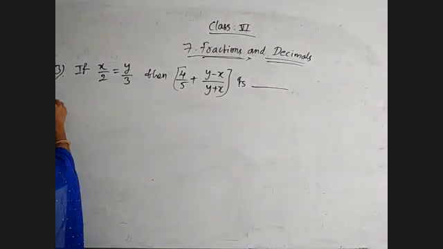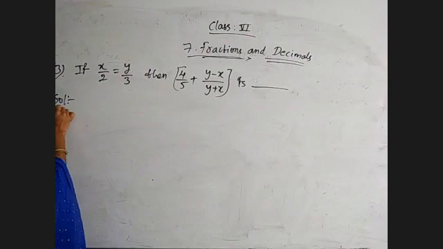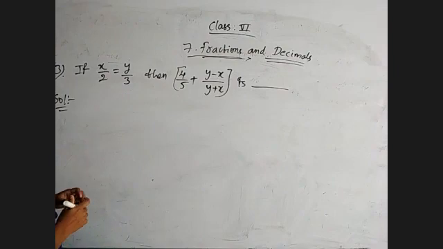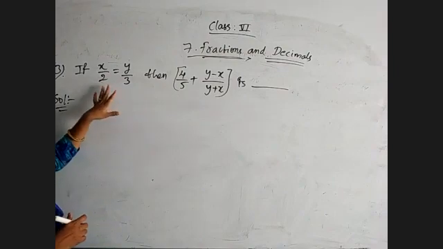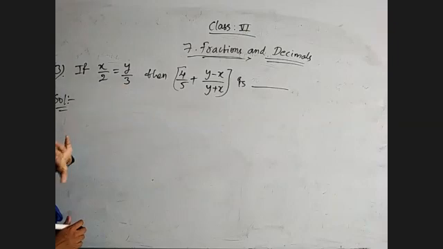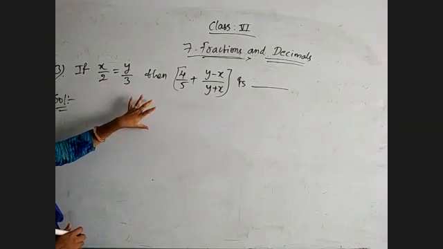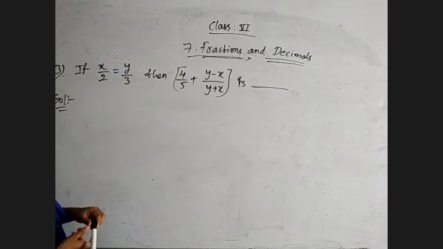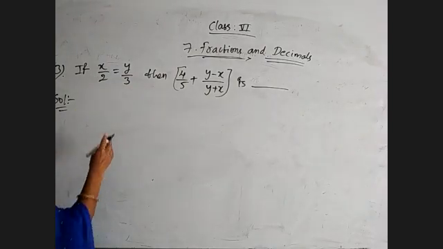Okay, now coming to the third problem. Here they have given the relation between x and y and are asking for the value of this expression. So remember, whenever they give it like this, first we try to write the x to y ratio. Then we simplify by substituting those values in the given expression. Here also we will do the same thing.